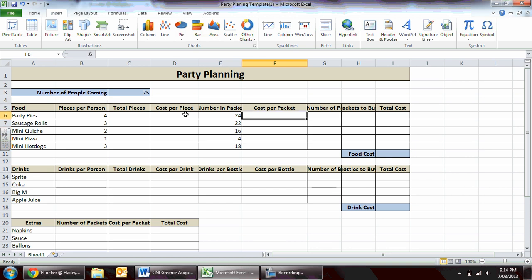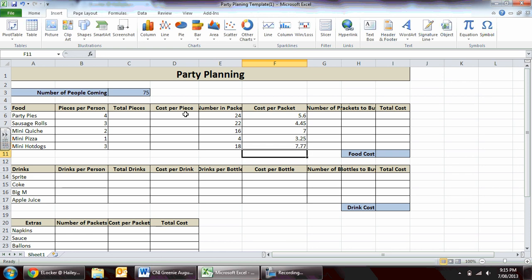Cost per packet. Again, this is just information that you have to put in. $5.60 for the party pies, $4.45 for the sausage rolls, quiches were straight at $7, mini pizzas were on special at $3.25, and the mini hot dogs were $7.77.